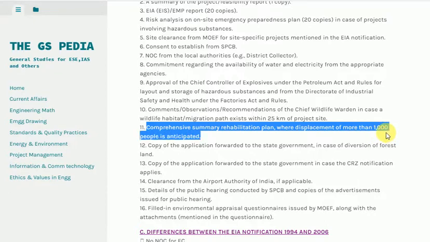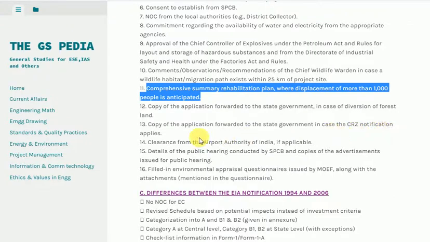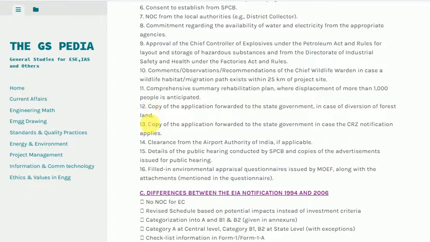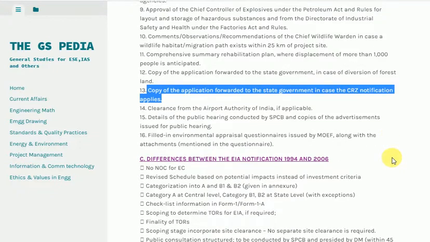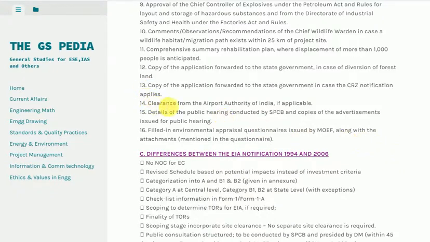13. Copy of the application forwarded to the state government, in case the ESE notification applies. 14. Clearance from the Airport Authority of India, if applicable. 15. Details of the public hearing conducted by SPCB and copies of the advertisements issued for public hearing. 16. Filled-in environmental appraisal questionnaires issued by MEF, along with the attachments mentioned in the questionnaire.